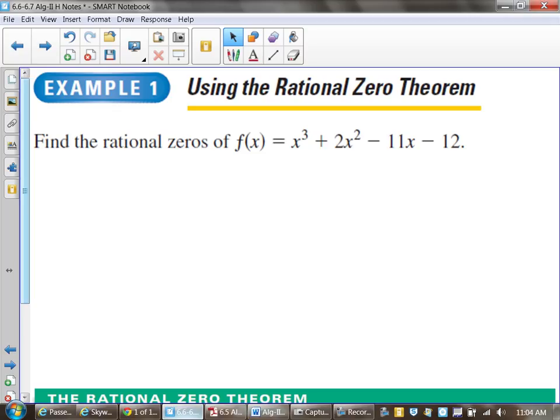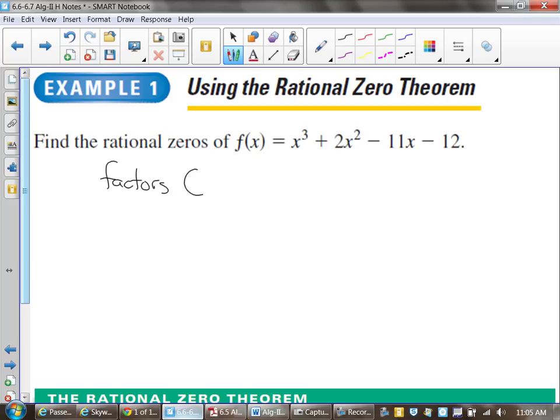Yesterday, you were given a place to start synthetic division. Today, you have to come up with your own starting point. In order to do that, you take all the factors of the constant divided by all the factors of the leading term coefficient. And you put a plus minus in front of them all.